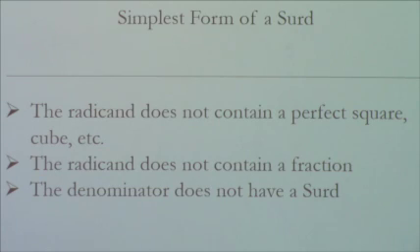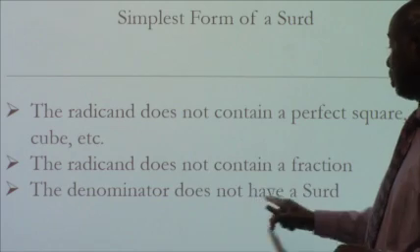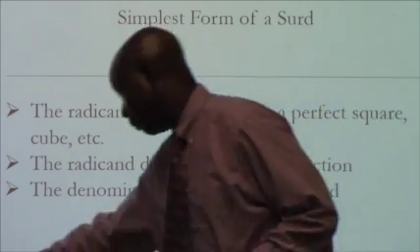One of the basic things we have to deal with is how do we write a surd in the simplest form? So we say the radicand does not contain a perfect square or a perfect cube or a perfect nth root, and it does not contain a fraction. The denominator does not have a surd or a radical. We're going to talk about this last one a little in the other video.